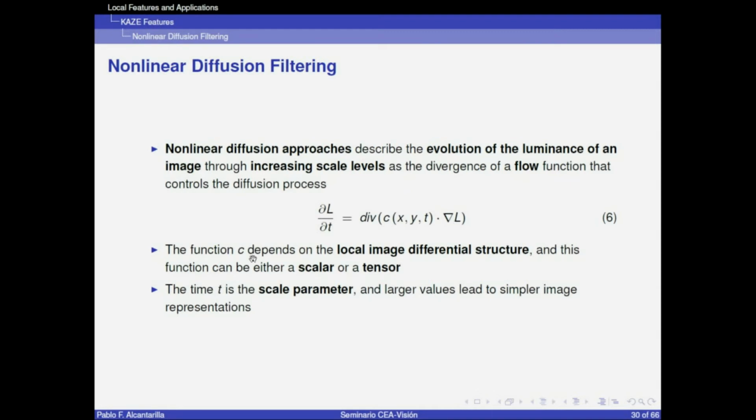So the function c depends on the local differential structure, and can be a scalar or a tensor. In case of features, we just consider this function to be a scalar function. So c is going to be a scalar value that is going to depend on the gradient, pixel coordinates, and scale information. And the time t is the scale parameter, as I said, and larger values will lead to simpler image representations.